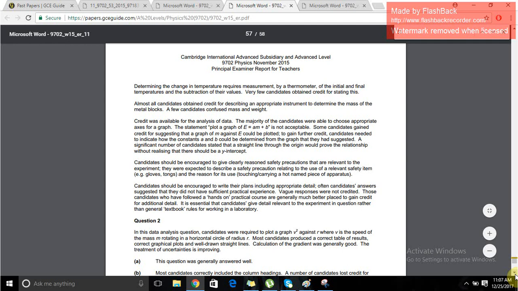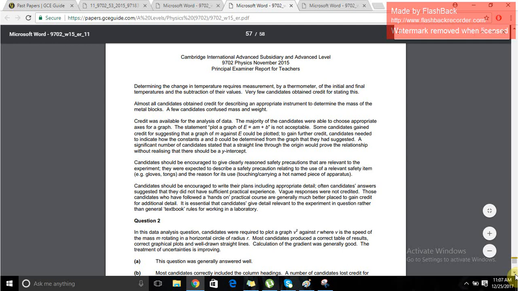Some candidates gained credit for suggesting a graph of M against E. To gain further credit, they needed to indicate how the constants A and B could be determined from the graph. And a significant number stated a straight line through the origin, when it is not through the origin. Obviously, there's going to be a y-intercept because it is AM plus B, and B is obviously the y-intercept, and B is most likely not 0.